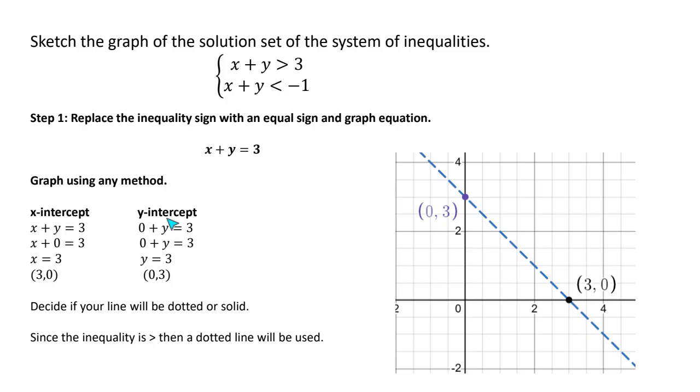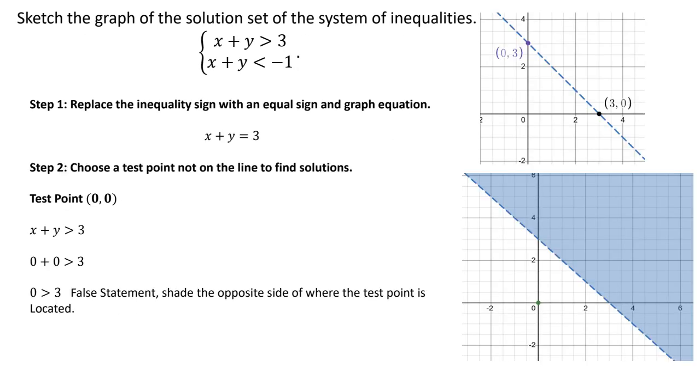I'm choosing the x-intercept and y-intercept. If y is 0, then x is 3. If x is 0, then y is 3. This is going to be a dotted line since I have a greater than symbol. And so this is the graph for that equation.